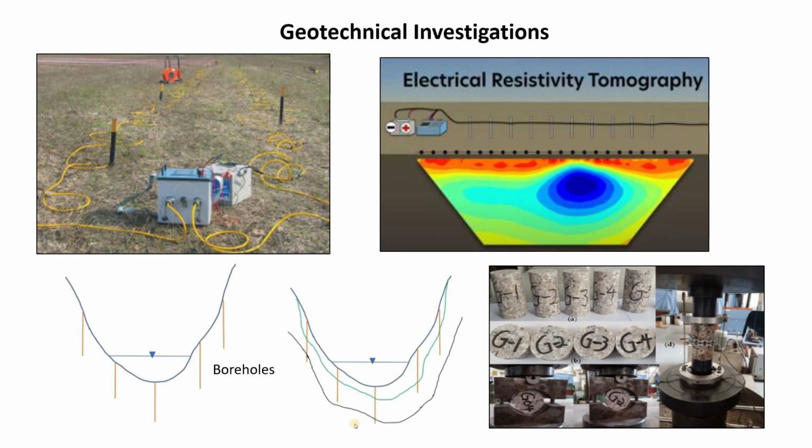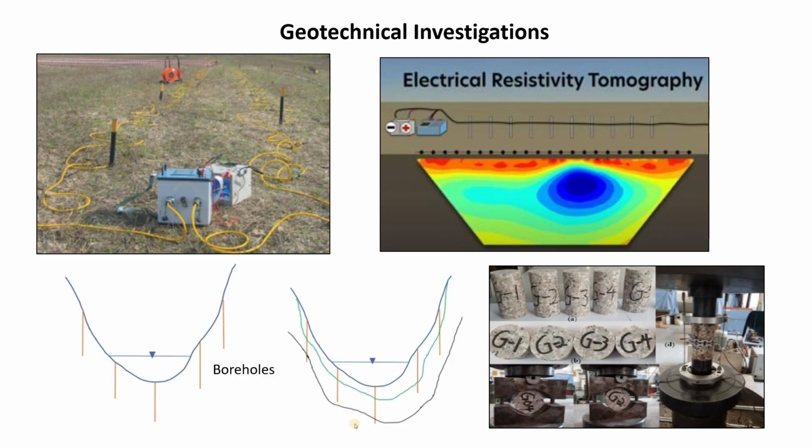The images shown here are electrical resistivity. By placing the electrodes at some spacing and passing the current and measuring the voltage, we will know the resistivity of the foundation. Based on the resistivity values, we can estimate the geology.